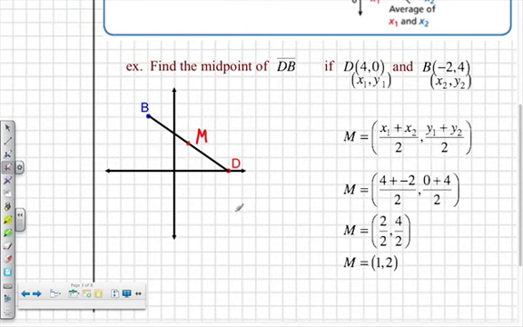And it totally does. It looks like it's right in the middle, so I feel like that's a reasonable answer. I probably did it right. If I would have gotten something like 0, 2, well, that's not even on the segment. Clearly, I would have known I made a mistake.